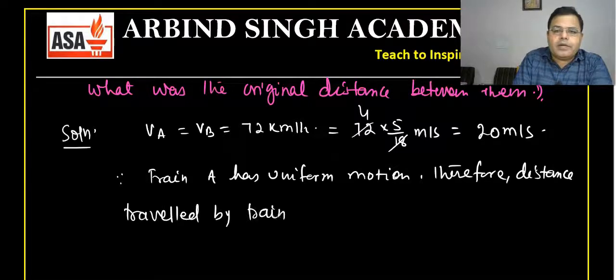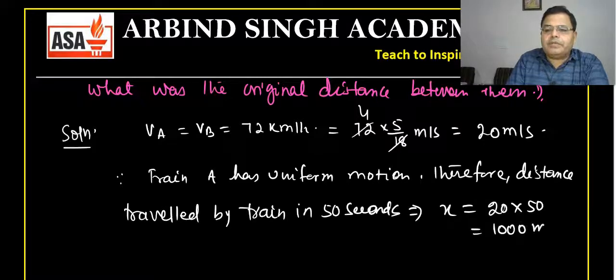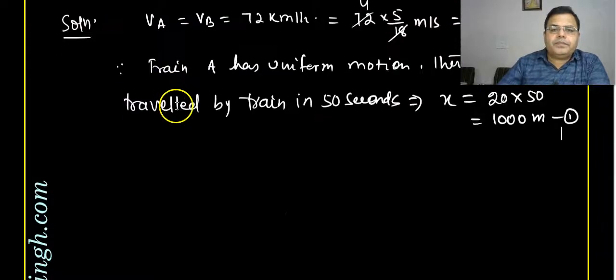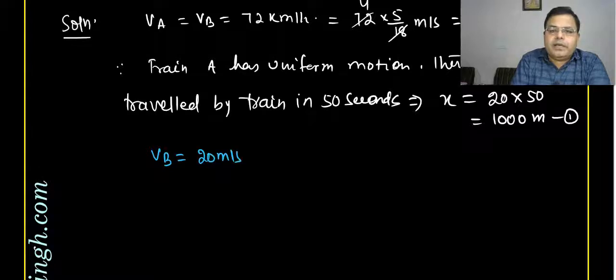Therefore, distance traveled by train A in 50 seconds is S is equal to X, given by speed into time, 20 into 50, that is 1000 meter. Now for B, here VA and VB are the velocity of train A and train B respectively. Initial velocity of B is 20 meter per second and acceleration is 1 meter per second square. Time is also 50 seconds.